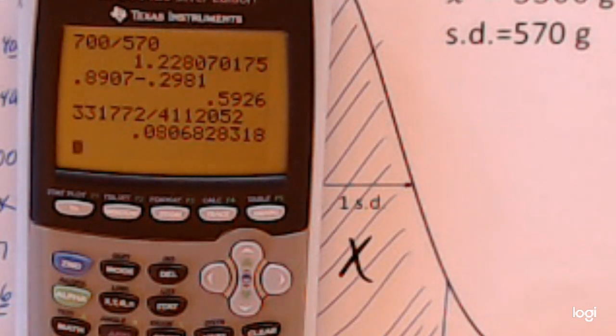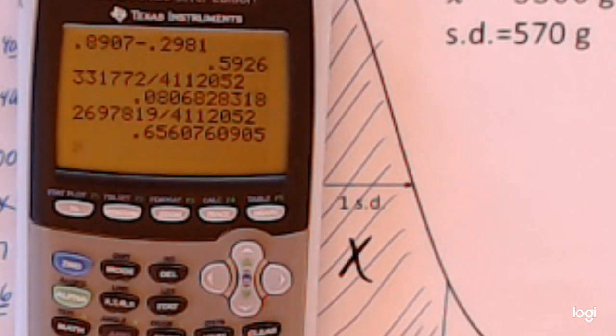It says 2,697,819 out of that 4,112,052 babies in 2004 were between 3,000 and 4,000 grams. Remember the number we came up with just a moment ago? We got about 59%. Let's see how this works out. It came out to be about 66%. So not perfect. I just want to make sure I entered everything right there. Yep, not perfect, but still not bad either.